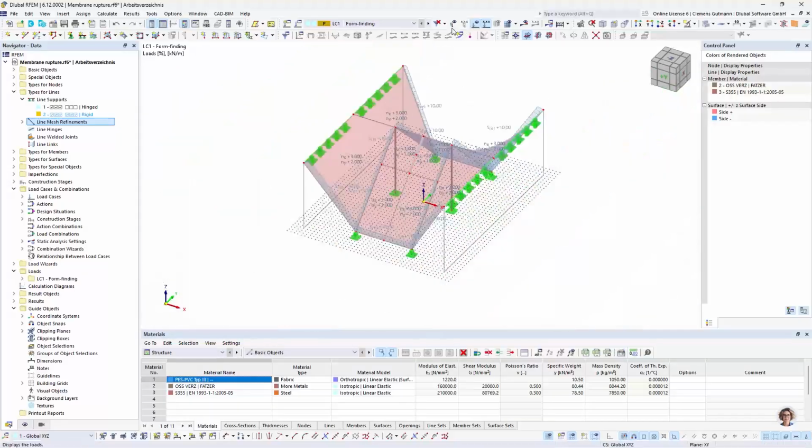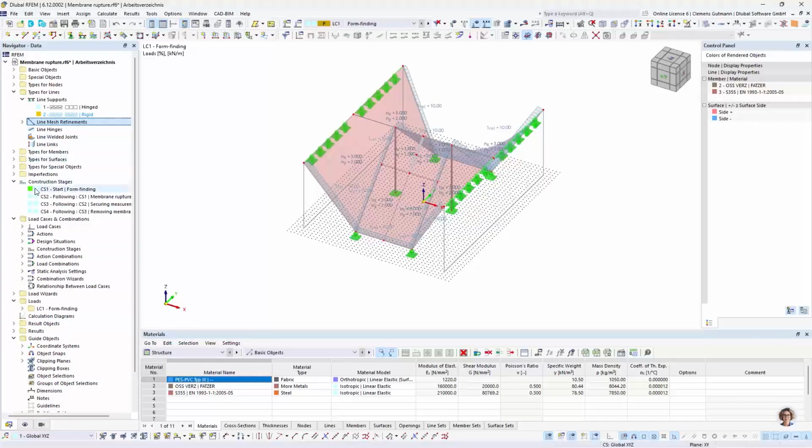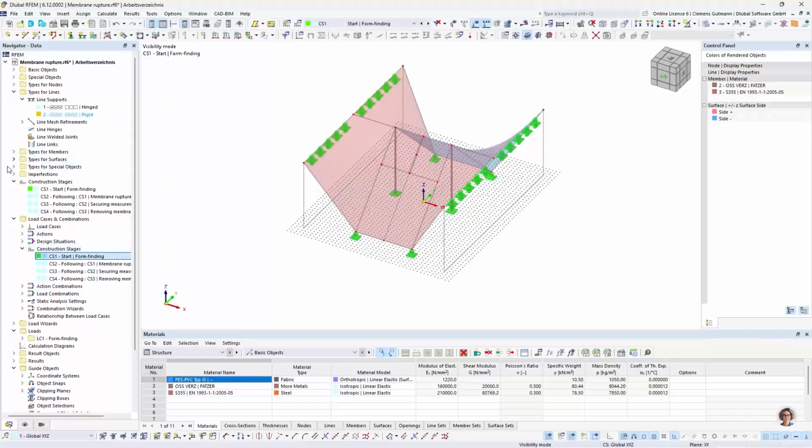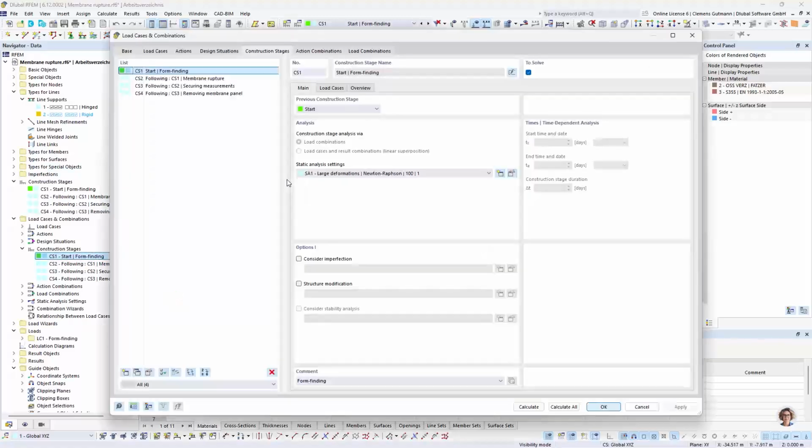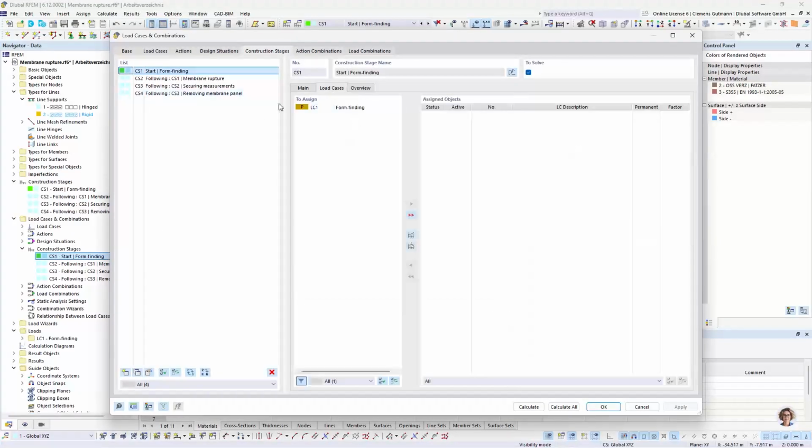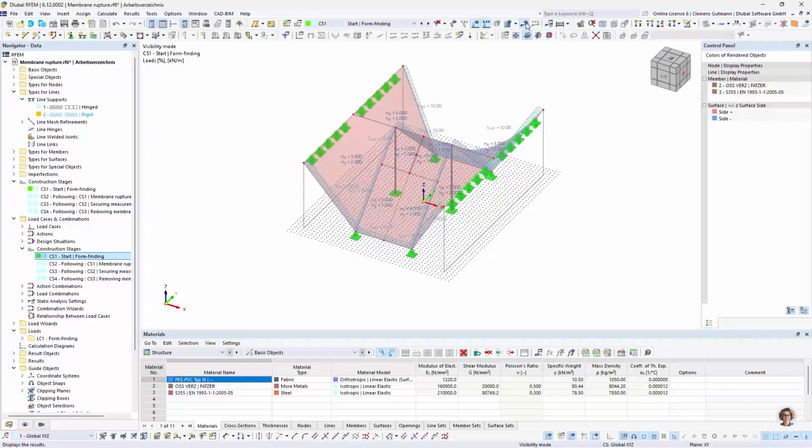So yeah, let's have a look at the first stage. One thing we have to do now is to also provide how the load cases interact with the construction stages. Therefore, I'm going to jump into the second part of the construction stages definition, and here we can assign the load cases. And in the form finding stage, we of course have the form finding load case, and then we can calculate this.